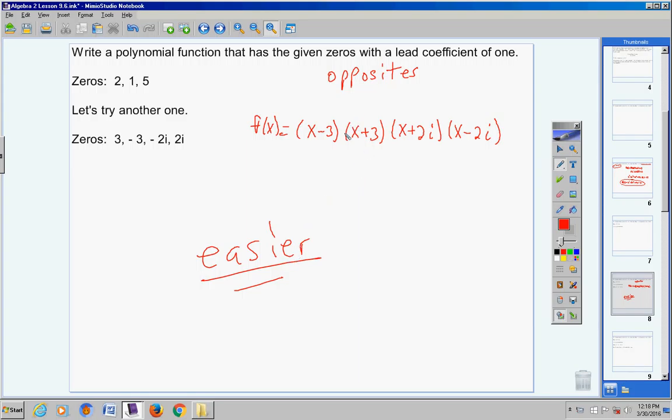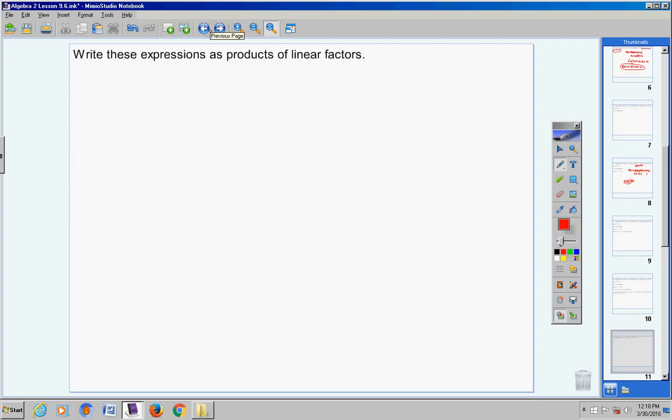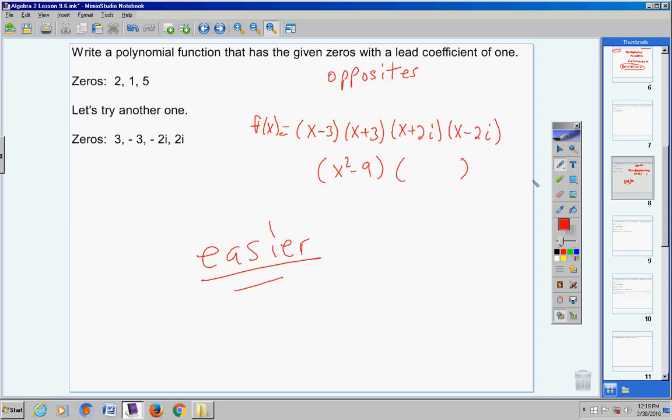For example, I have x minus 3 and x positive 3. Those are opposites. So multiply those together and you'll get this. Then these are opposites, x plus 2i and x minus 2i. Multiply those two together and get an expression, and then go from there. I'm not going to go into detail why, but oh my goodness, it makes these problems so much easier. Now, do you always have opposites? Of course not. You didn't have any opposites back here. You had minus 2, minus 1, minus 5. So you're not always going to have opposites, but sometimes you will. And when you do, please multiply those together first.